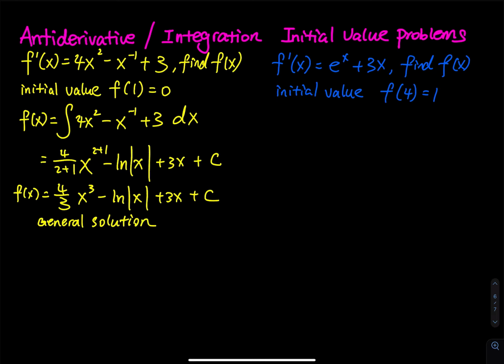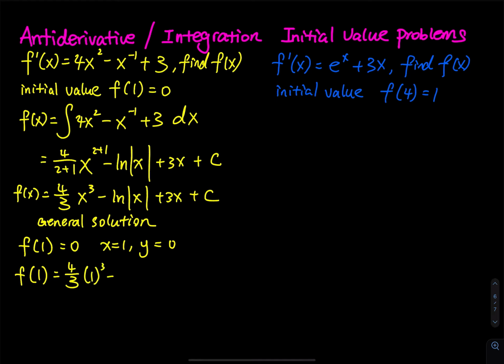All right, and then to find c, we have an initial value. So f of 1 equals 0. That means when x equals 1, y equals 0. So here is how we use that. We have f of 1 equals 4 over 3 times 1 to the third, minus ln absolute value of 1, plus 3 times 1 plus c, that equals 0 because that is what y equals. y equals 0.